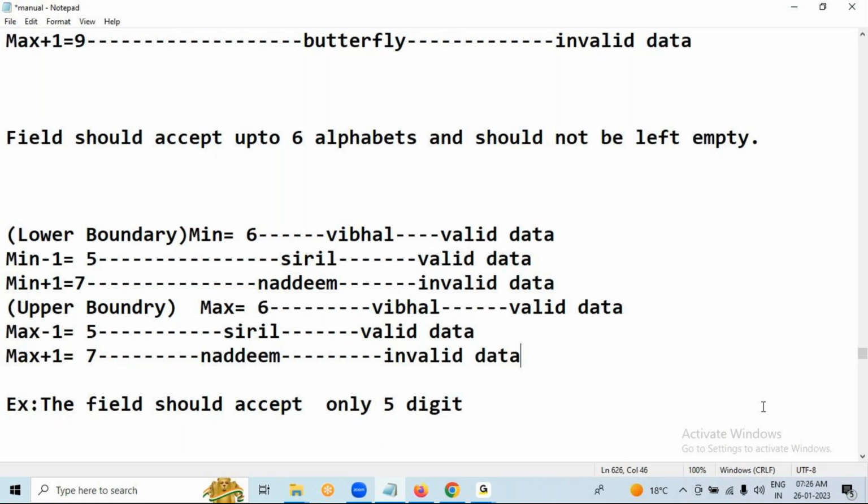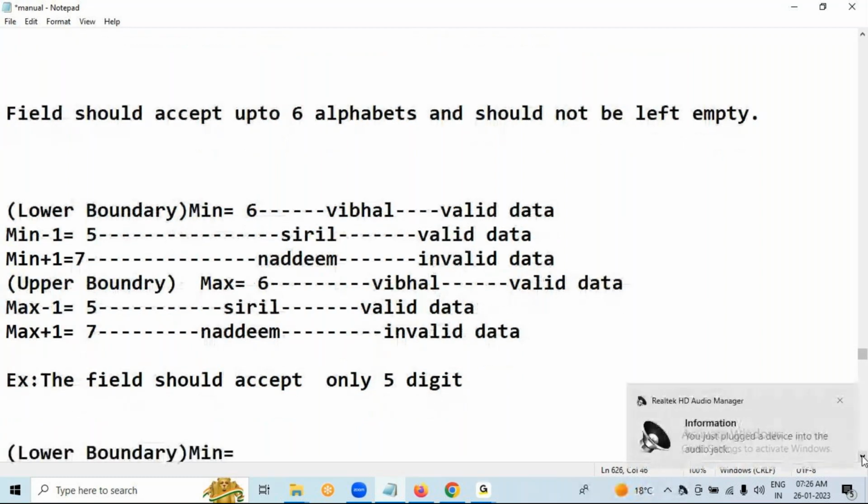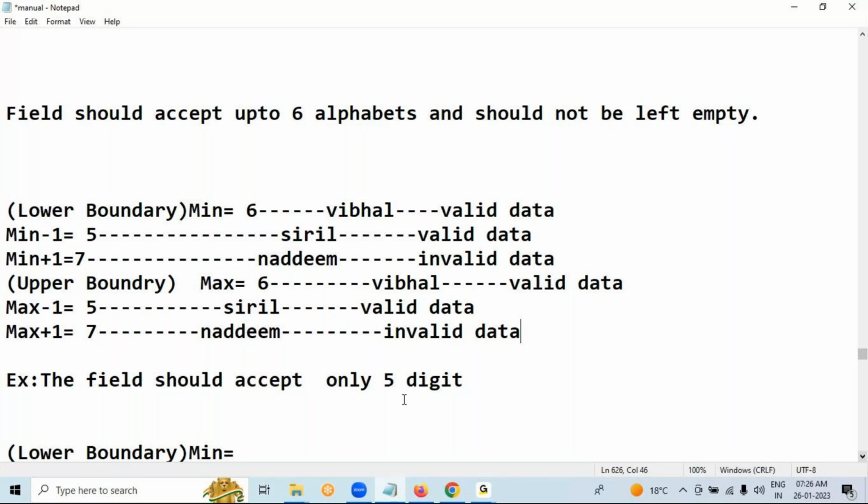See, the next one is also available on your right. As per the requirement, did you go through the requirement properly? The field should accept up to six alphabets. What do you mean by up to six alphabets? It could be, for example, when you go to the shopping mall, they are saying up to 60% discount. Up to 60% means the maximum would be 60%. The minimum could be 10% also, even.